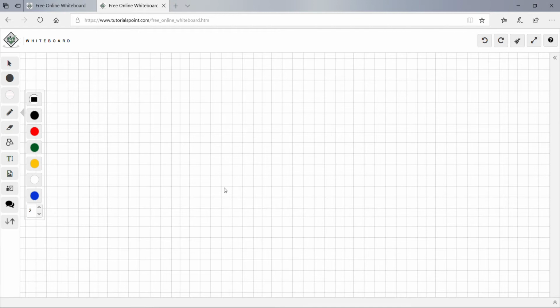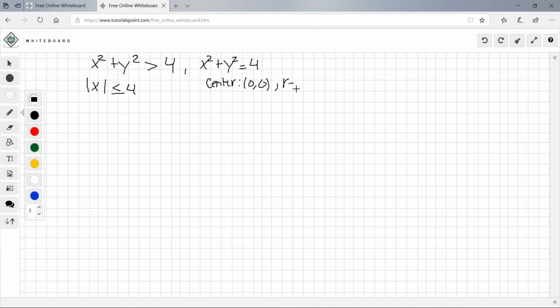Let's do a circle. So let's do this one. X squared plus y squared is greater than 4. And then absolute value of x is less than or equal to 4. So for this part, I can rewrite this as x squared plus y squared equals 4. And we know this is a circle, so the center starts at 0, 0, and then it has a radius of just 2. It's always the square root of this number, so it's just 2.